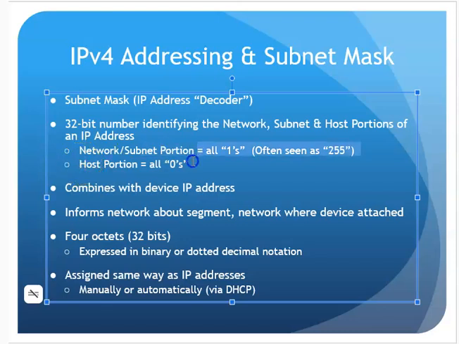The host portion in the subnet mask is represented by zeros. So we'd have a number like 255.255.0.0. The 255s are letting us know that's network, and the zeros are letting us know those are the host piece. So when I look at the host IP and the subnet mask, that lets me know what part of the address is network and what part is host. That's what it's there for. That's what it allows us to do.